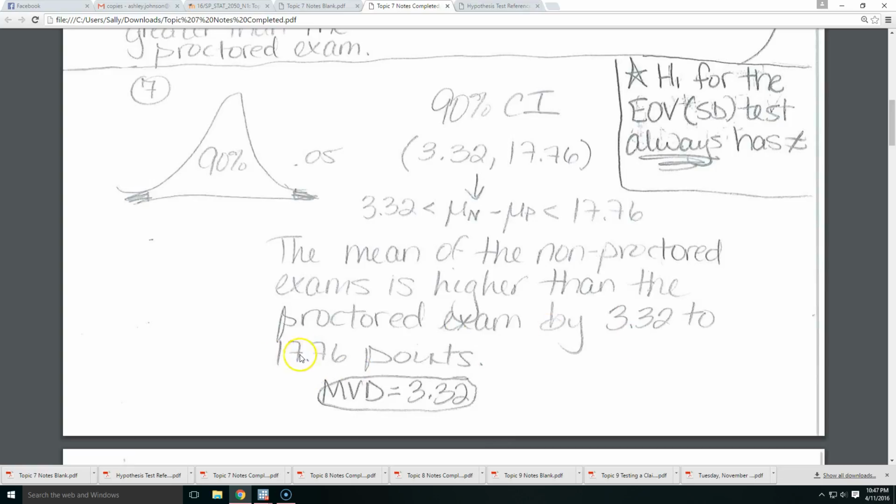We could expect maybe a 15-point difference. That wouldn't be too unlikely, or even up to 17.76.